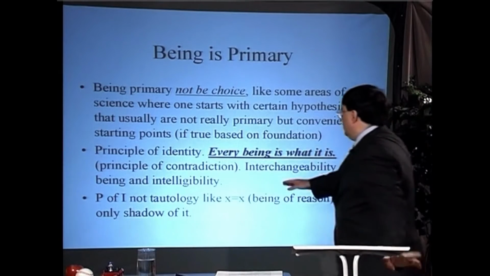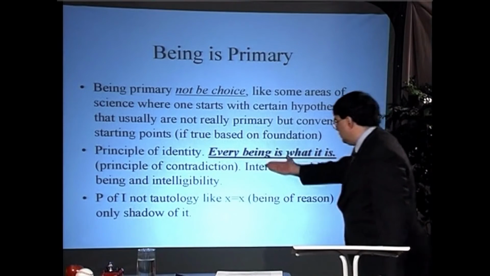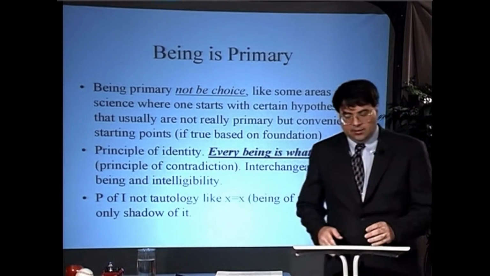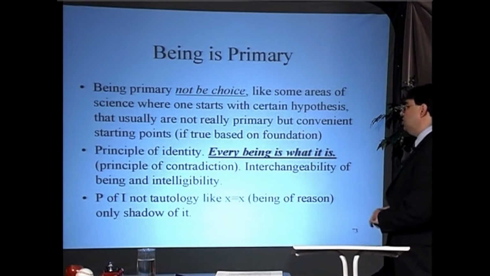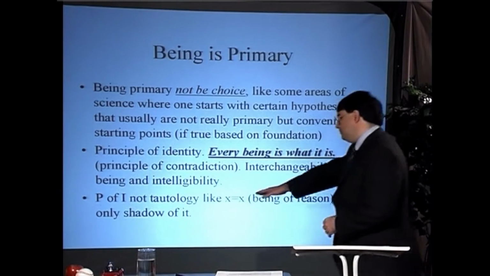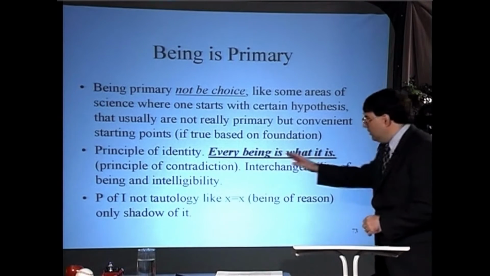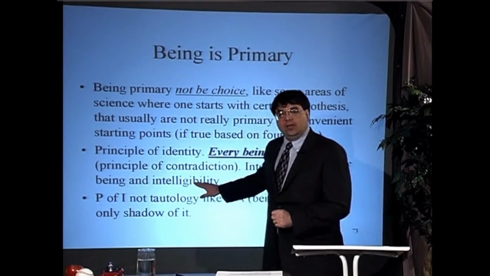primary principles. And from this understanding of being, one can see immediately, it's self-evident, every being is what it is. Every being is what it is. This is a statement of the interchangeability of being and intelligibility. It's not a tautology like X equals X. Every being is what it is is a statement of the interchangeability, that a being, to the degree something is, is the degree it's intelligible.